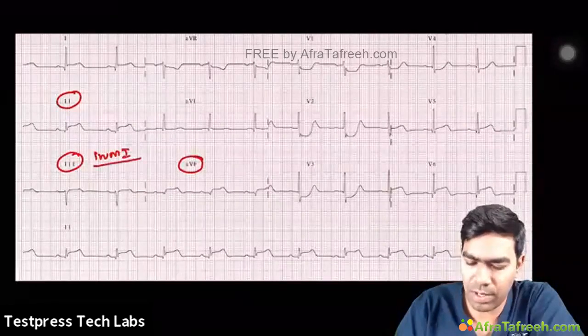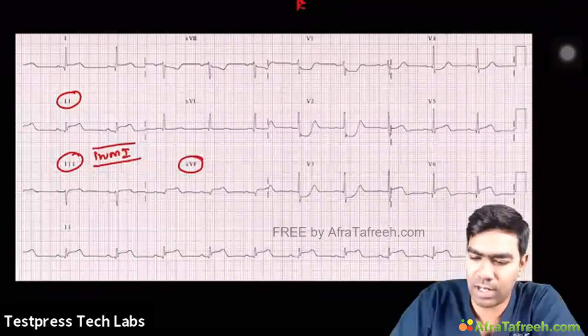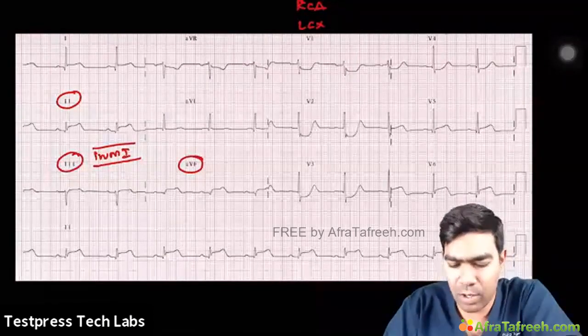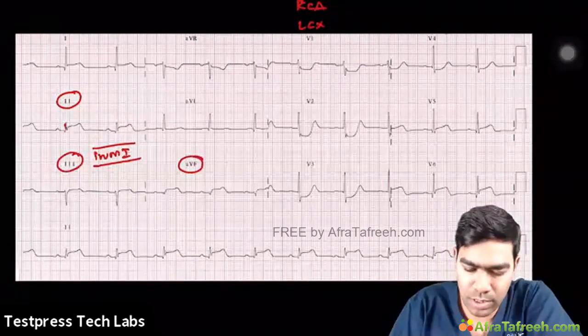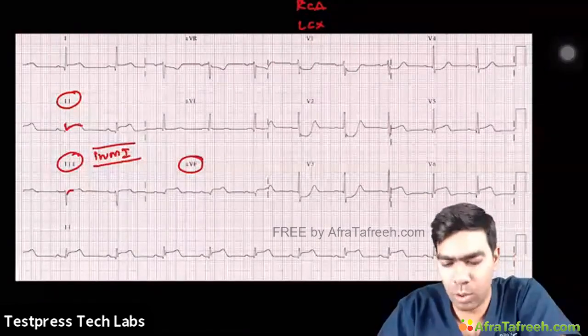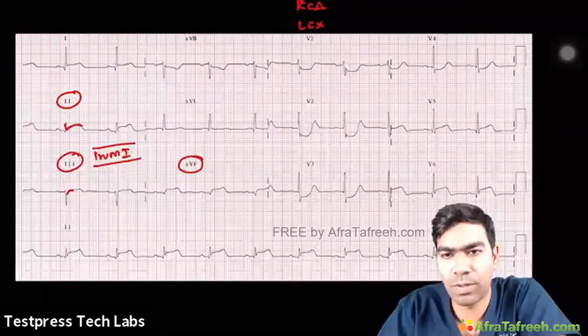If it's an inferior MI, it must be either a right coronary artery or a left circumflex. Where are you seeing elevation more? In 2 are you seeing elevation more, or in 3 are you seeing elevation more?